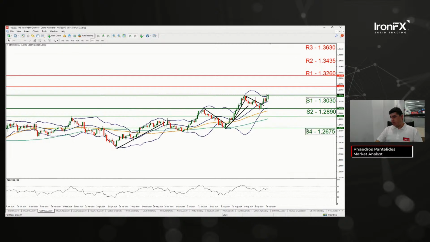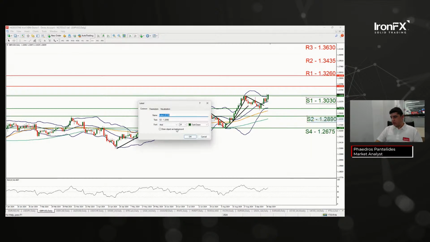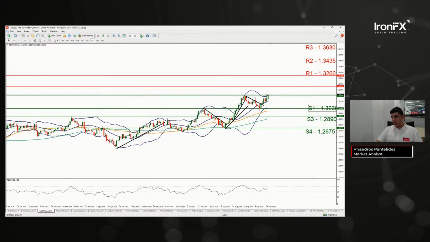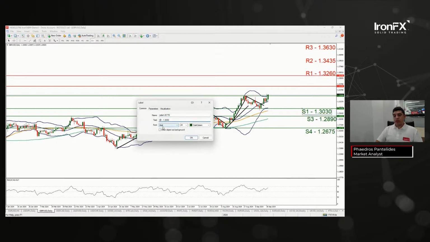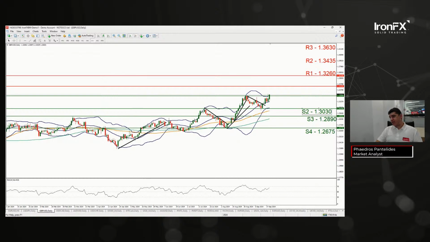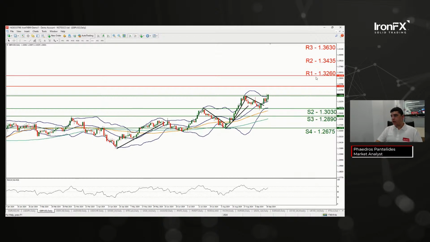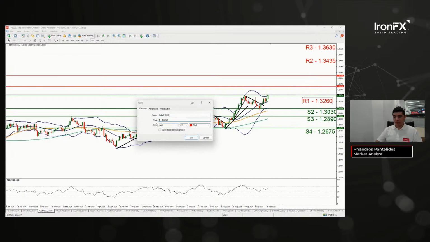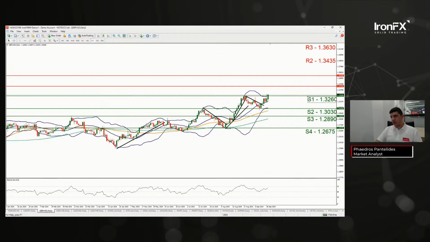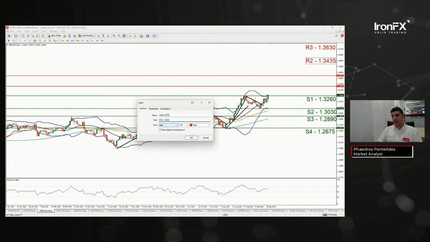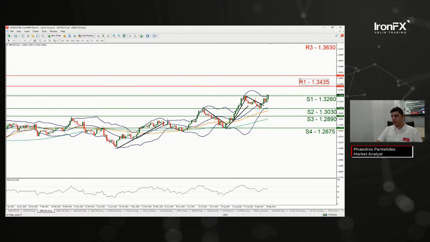S3 becomes 1.2890. So same issue with the BOJ. The BOE is expected to remain on hold. So attention turns to the bank's accompanying statement. If it is hawkish in nature, so hesitancy from BOE officials to cut interest rates, then we might see the British pound strengthening. But following yesterday's 50 basis point cut by the Fed, overall I would be maintaining a relatively bullish outlook for the British pound.